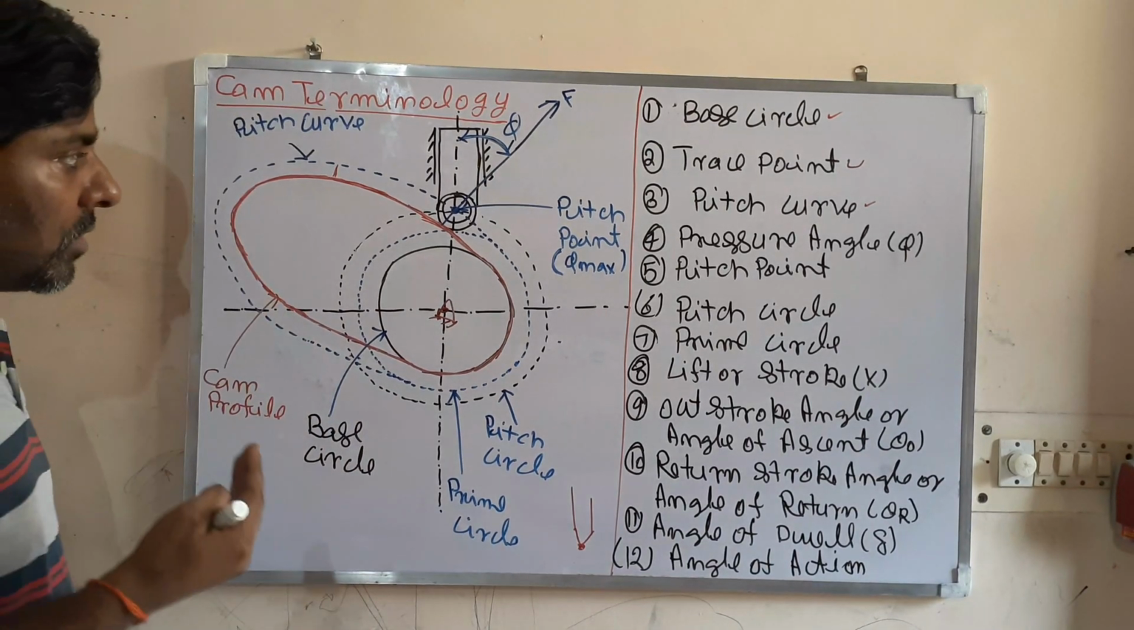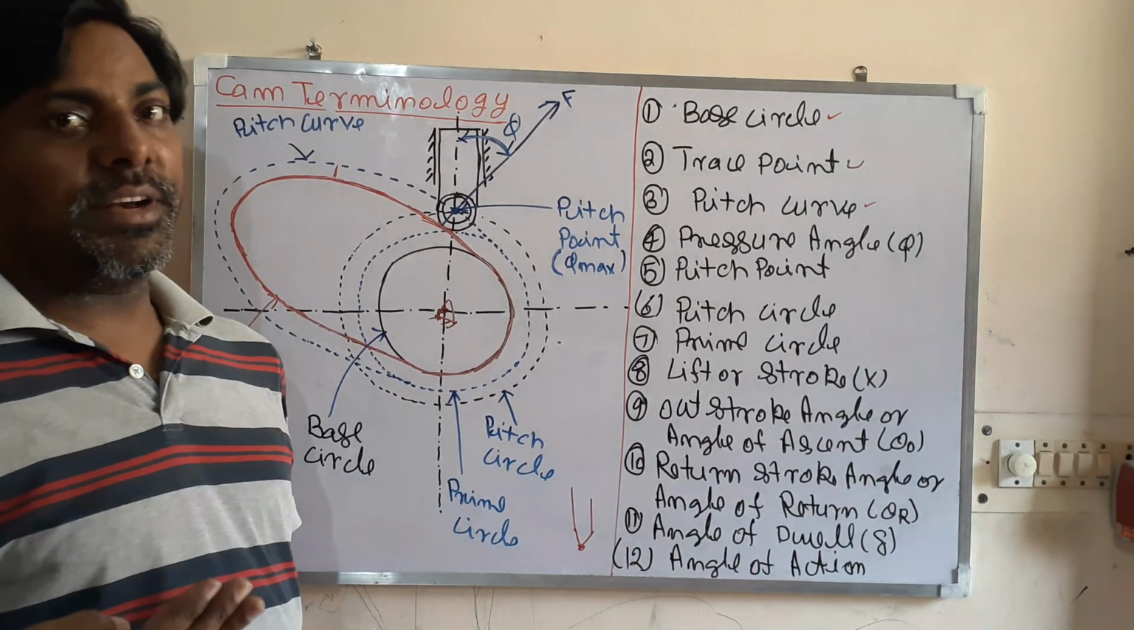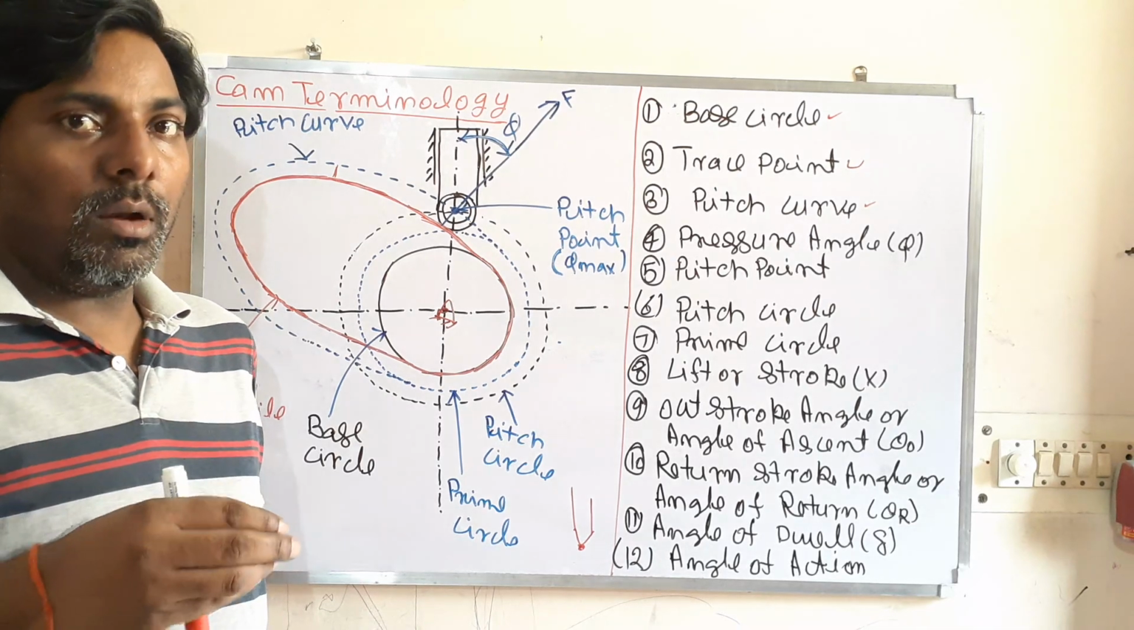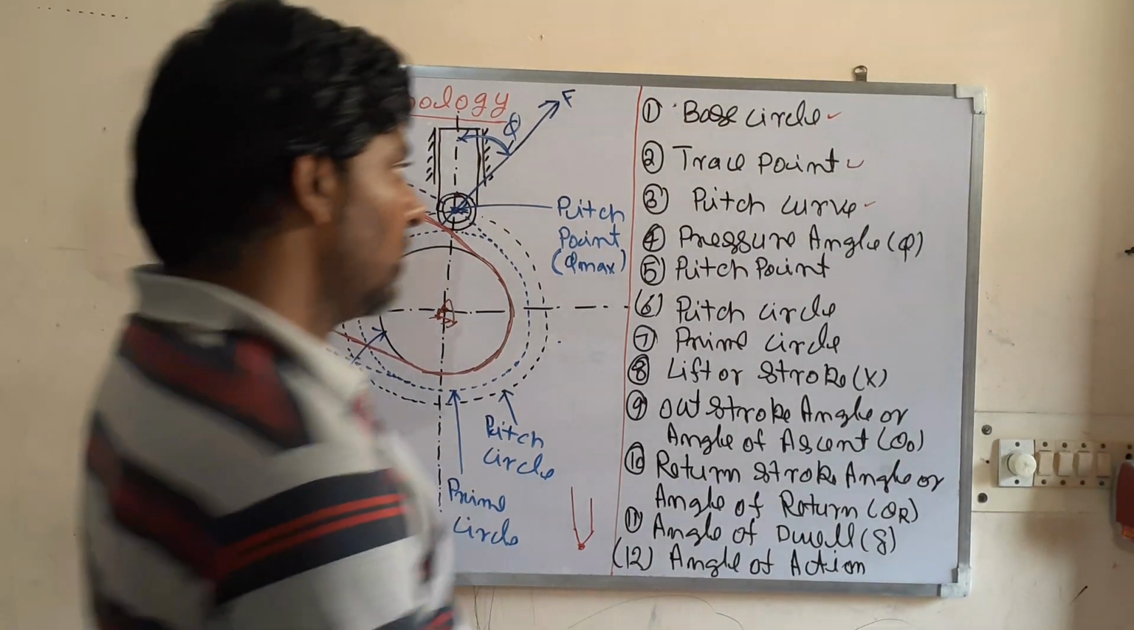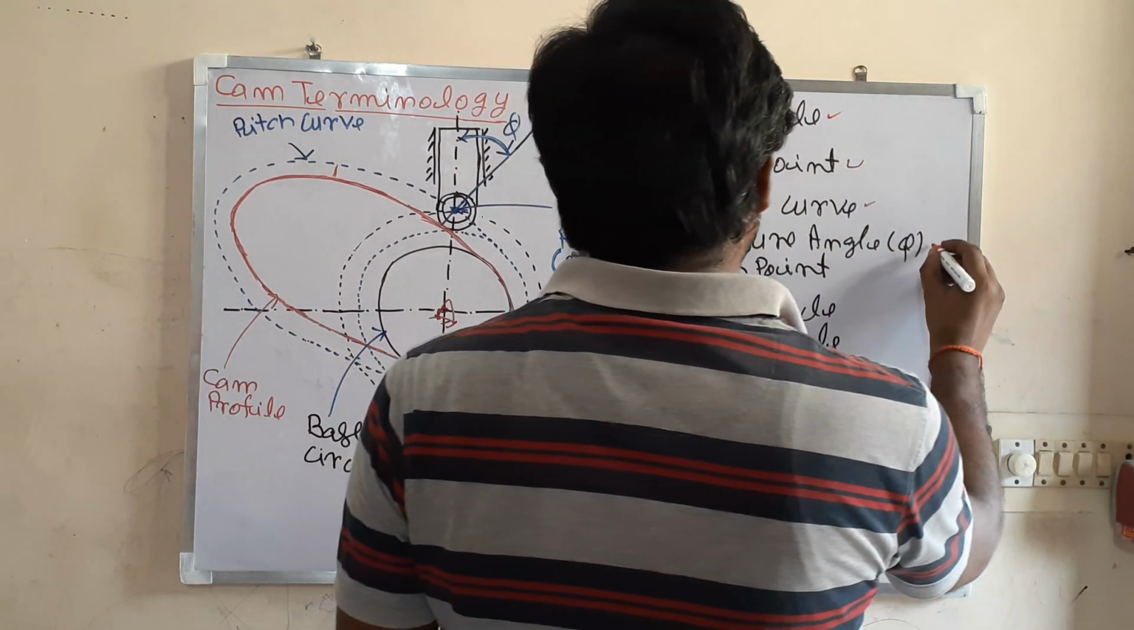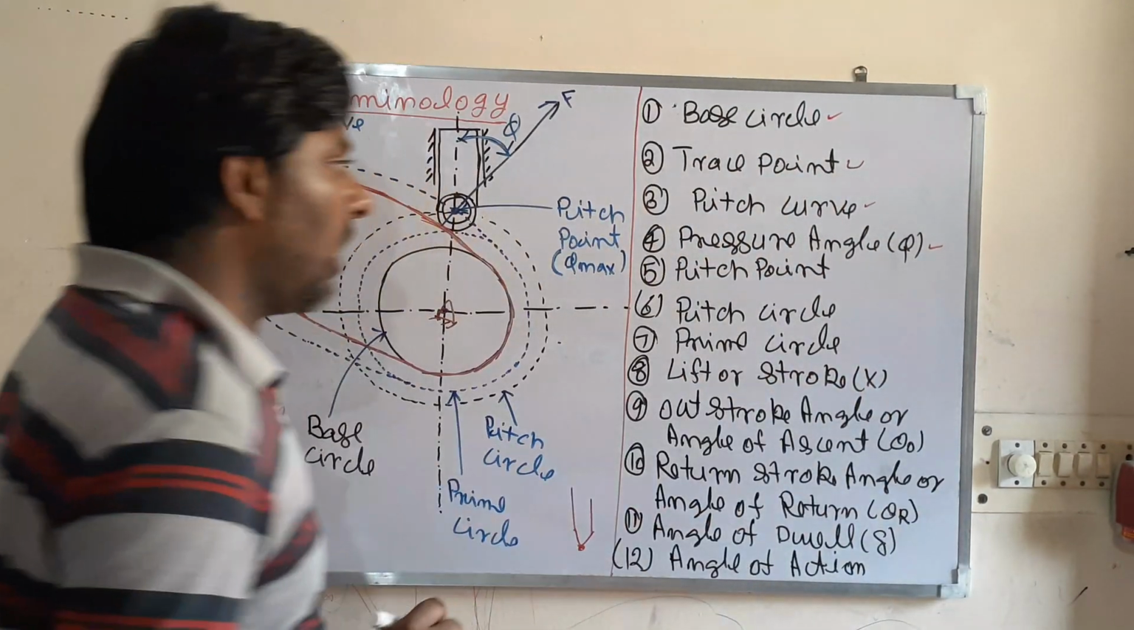So what is the pitch curve? It is the curve traced by the trace point when the follower moves all around the cam profile. So that is what the pitch curve is. Next is the pressure angle.